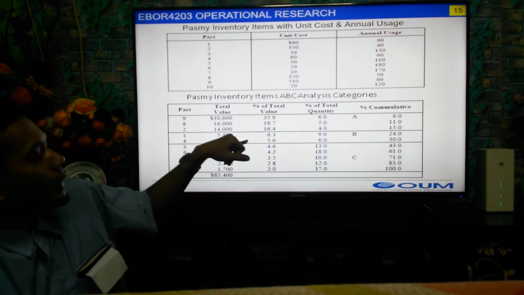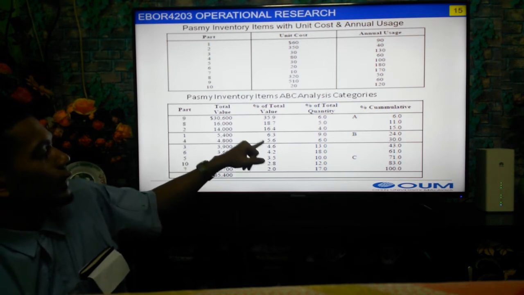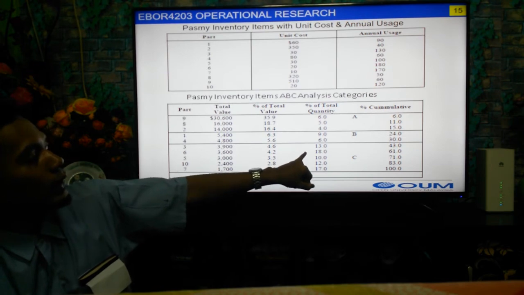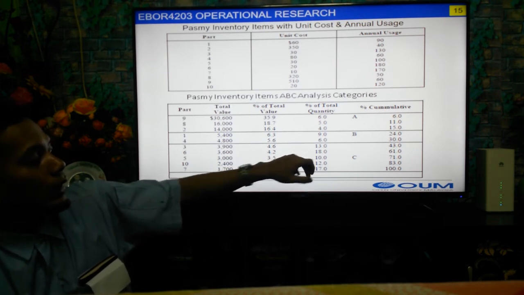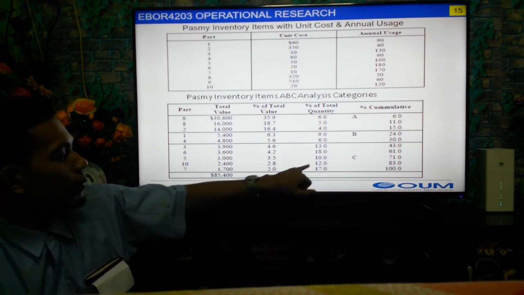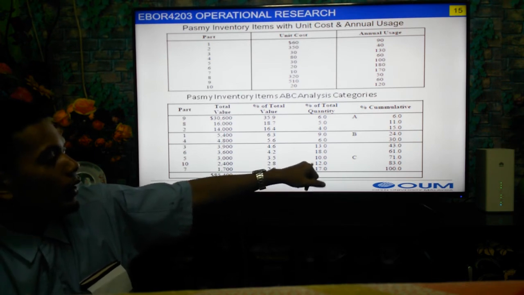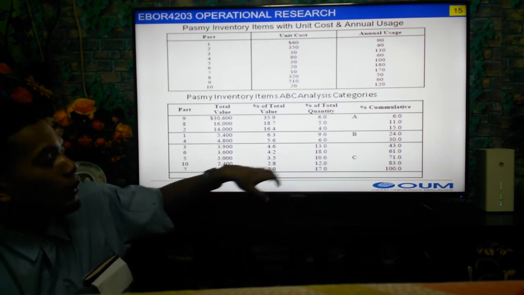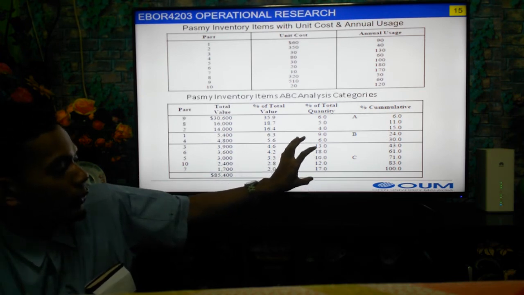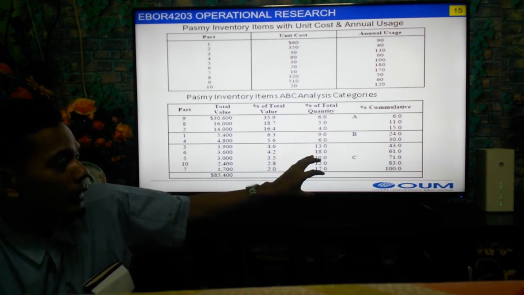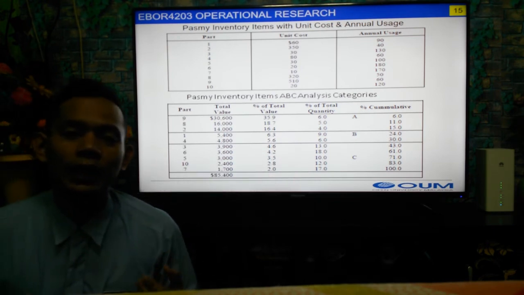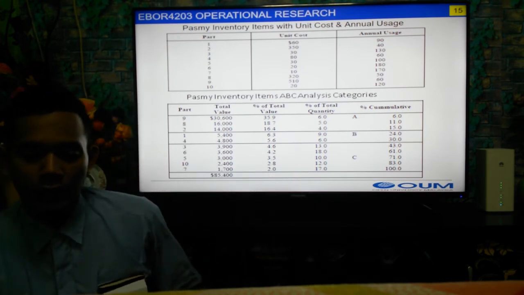Okay. So the second is moderate, the B group. You can see the total value is not very high, and the total quantity is also not very high. And then the C group, however, has a very high total quantity, high usage, but the value is low. So we put less focus on this one, in the C group. Maybe we can get it from a local supplier, with no high lead time for ordering.